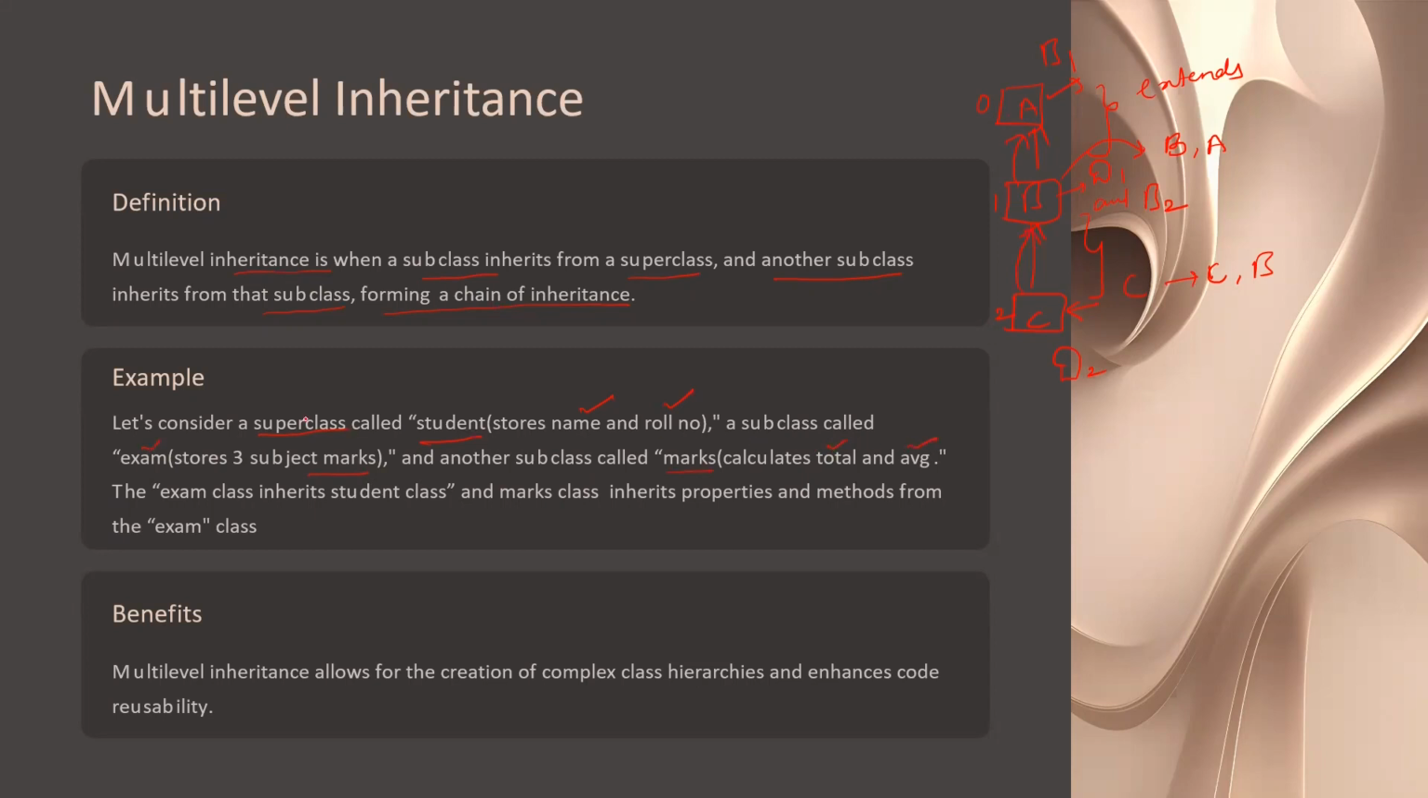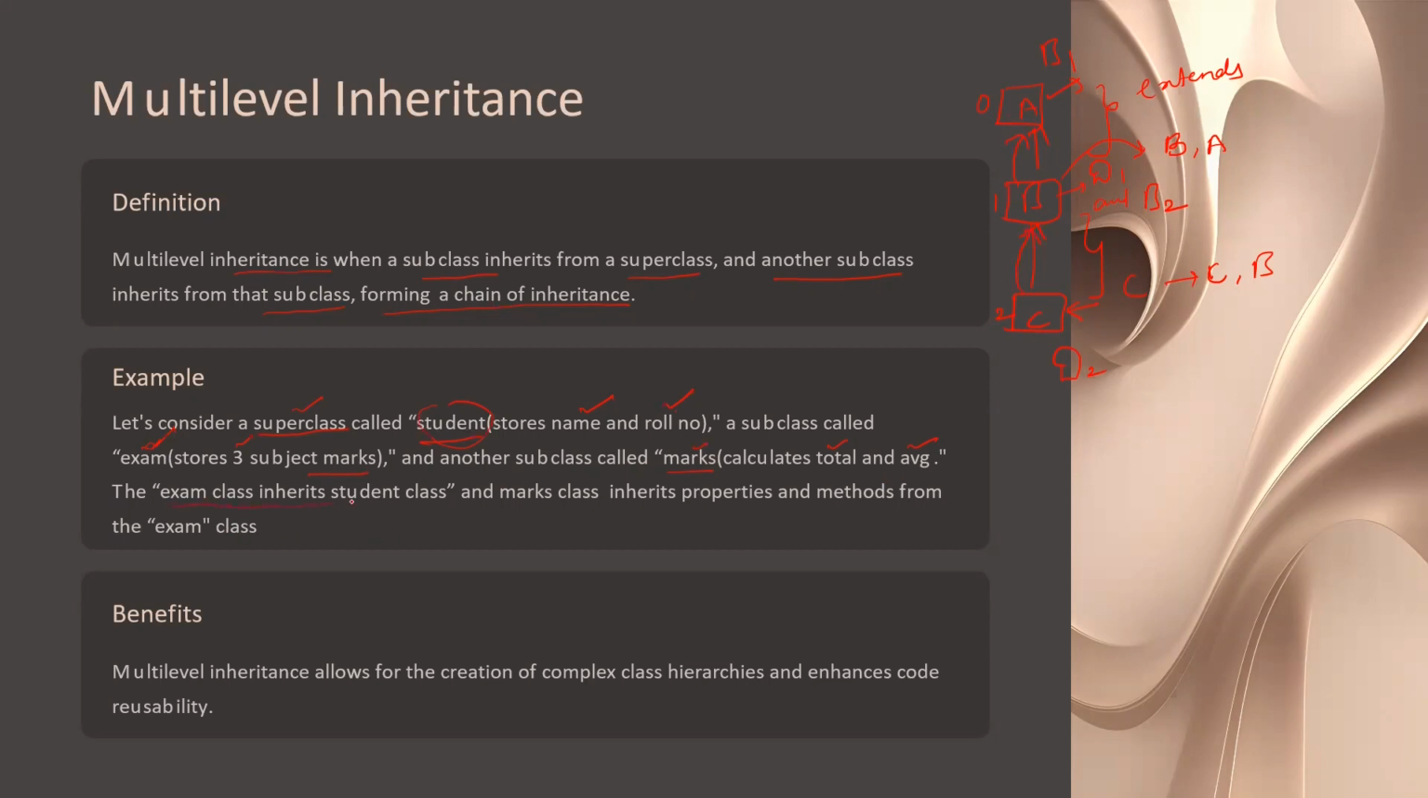So here, how many classes am I going to take? One superclass called student, which holds name and roll number, and one more subclass called exam, which holds three subject marks: maths, physics, and chemistry. And another subclass called marks, which is going to calculate the total and average. Okay, so it's more clear here.